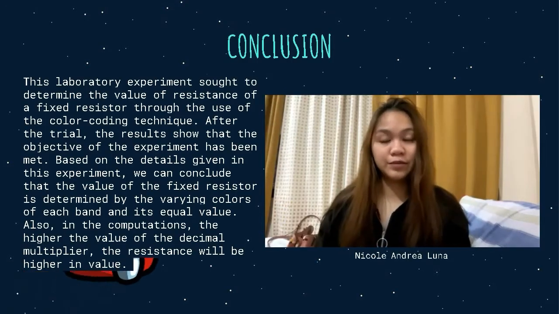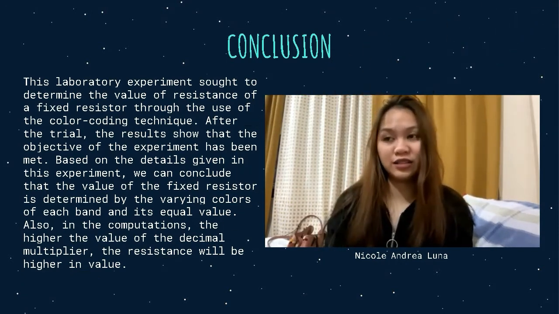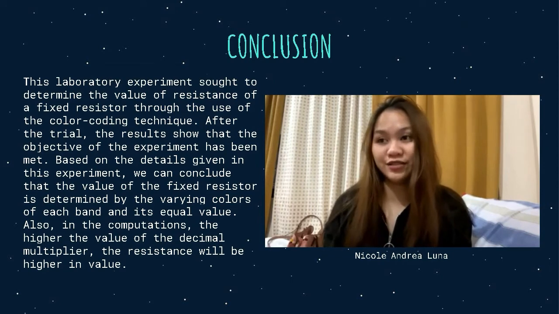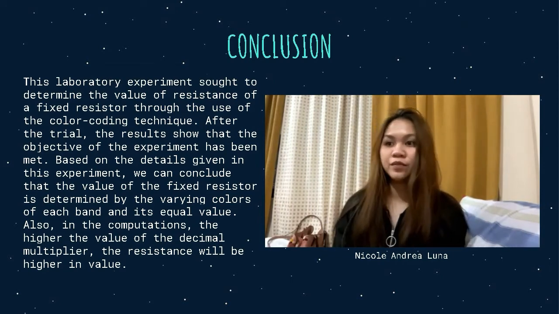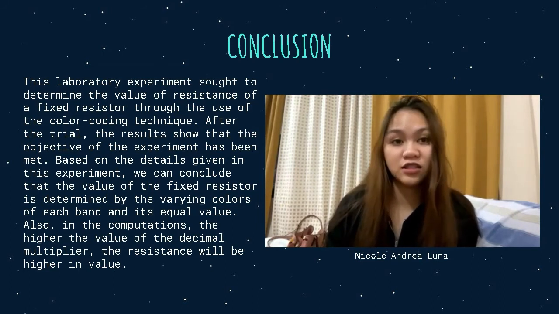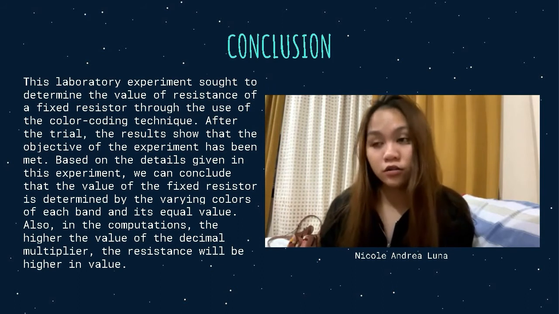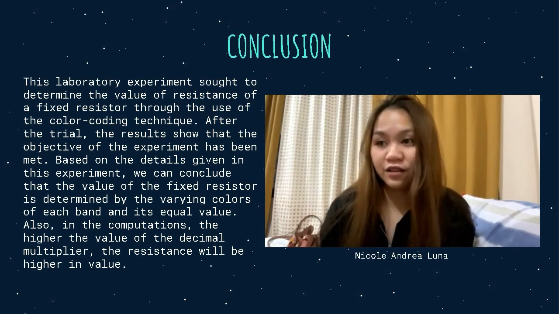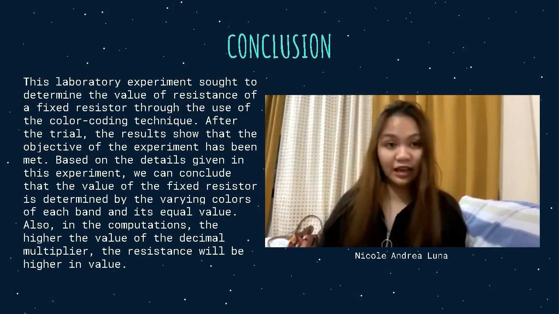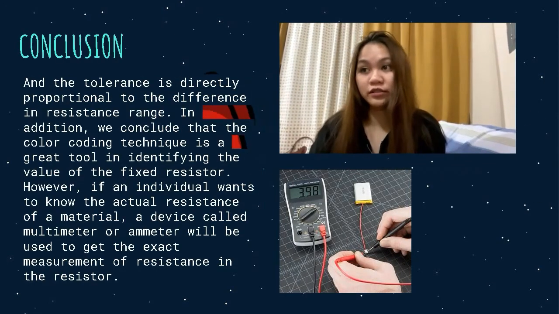This laboratory experiment sought to determine the value of resistance of a fixed resistor through the use of the color coding technique. After the trial, the results showed that the objective of the experiment has been met. Based on the details given in this experiment, we can conclude that the value of the fixed resistor is determined by the varying colors of each band and its equivalent value. Also, in the computations, the higher the value of the decimal multiplier, the higher the resistance will be. And the tolerance is directly proportional to the difference in the resistance range.